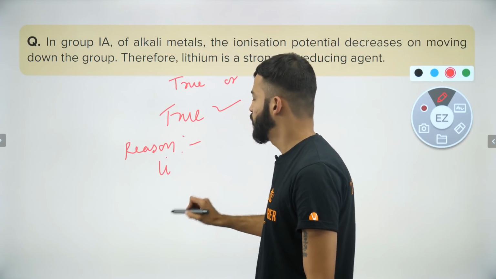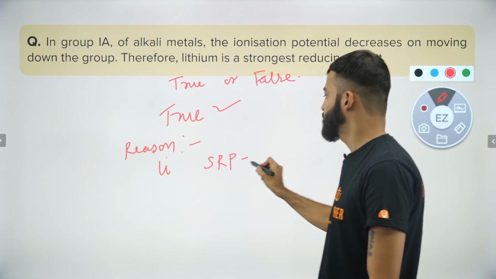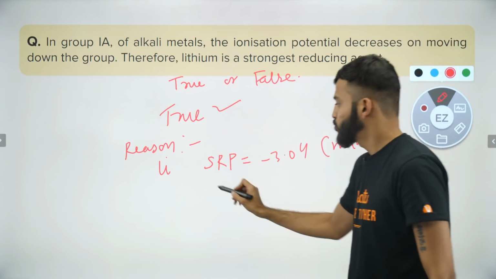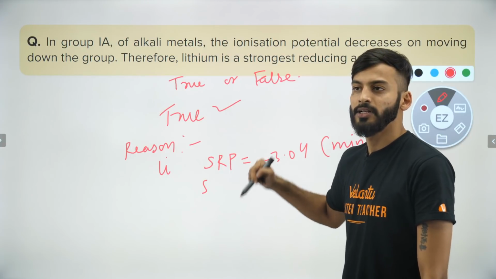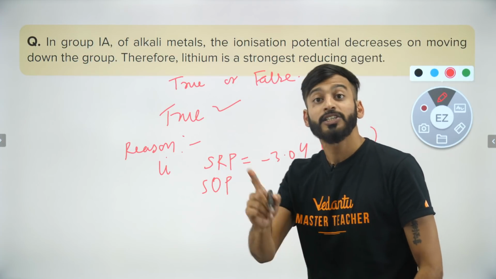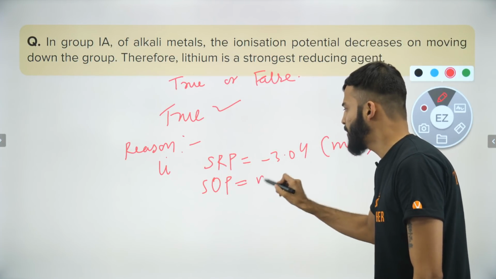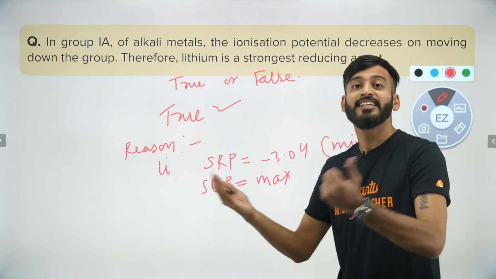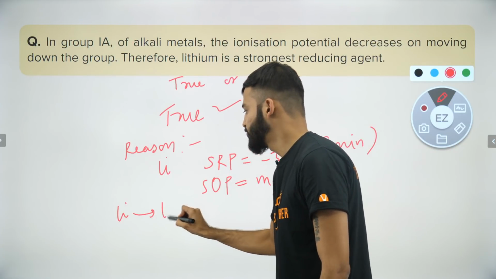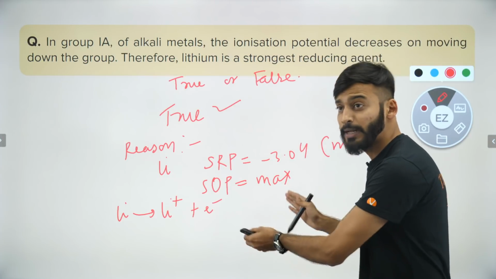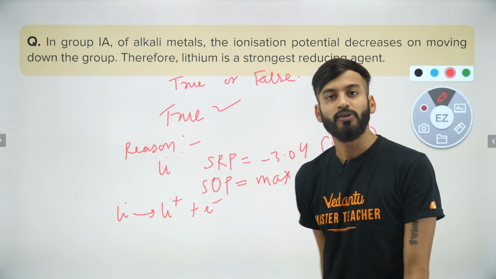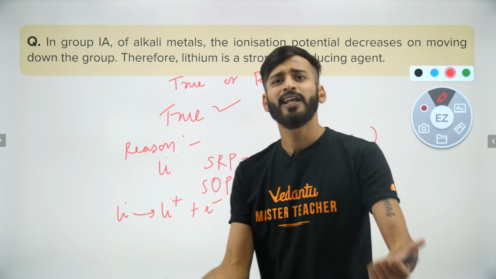For lithium, you know, lithium SRP is minus 3.04, which is minimum. SRP is standard reduction potential. The reverse of this is SOP, standard oxidation potential, so SOP would be maximum. So it has the highest tendency to give electrons. Lithium will try to become Li plus and an electron. Because SOP is maximum, it has the highest tendency to give out electrons.